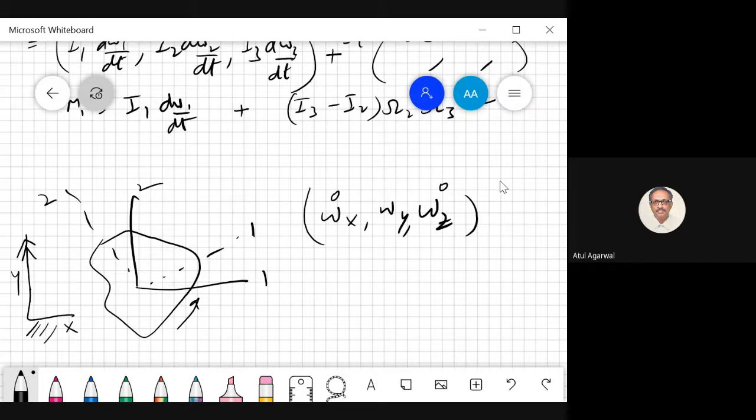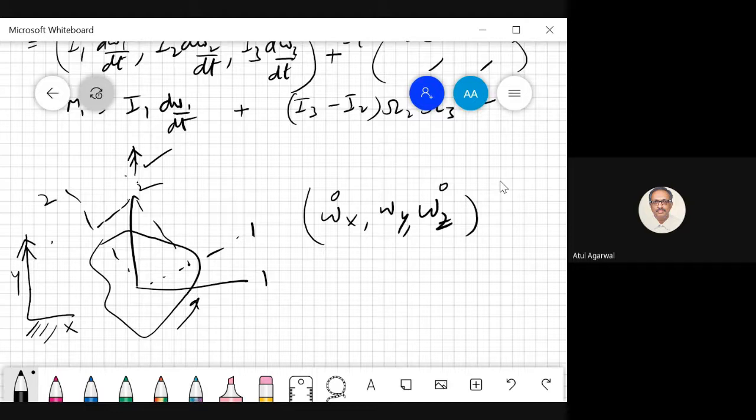Suppose this 2 was earlier parallel to this y. So it was like this. But now 1, 2 is like this. So this thing we have to find in terms of this coordinate system. Get it? So this will now have components in directions 1 and 2 also.